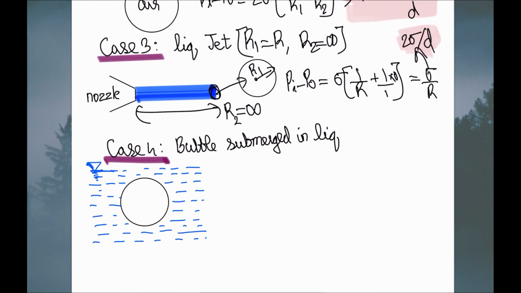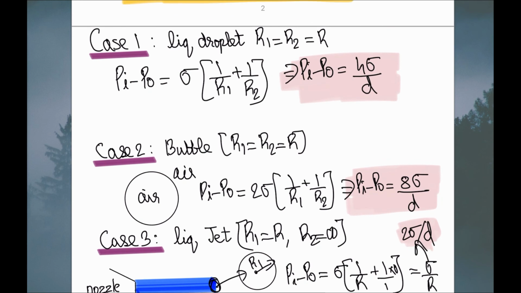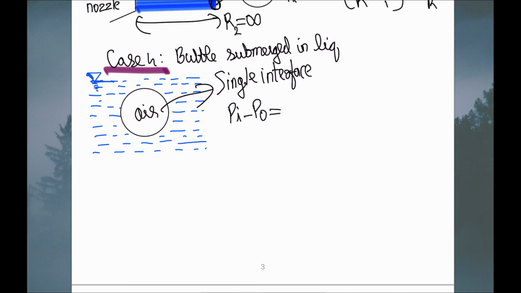Now coming to the bubble submerged in liquid, look, this is the bubble, air is inside, but air is not there outside, so this becomes again a single interface. So many people get confused in this thing. This is a single interface itself, that is pi minus p naught will become the same as the droplet case, that is pi minus p naught is 4 sigma by d.